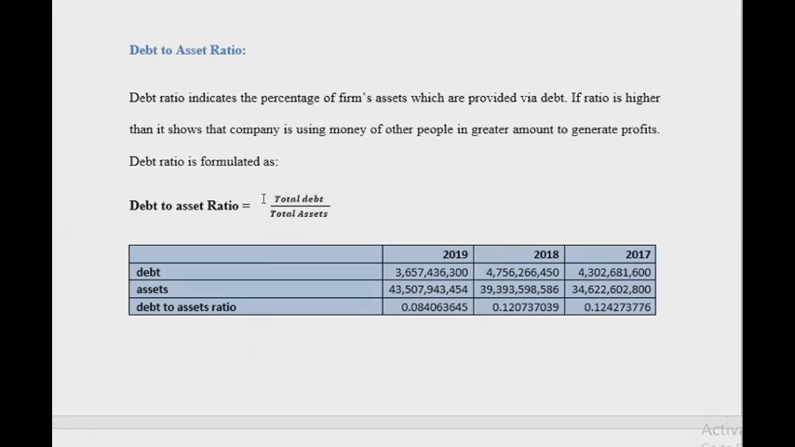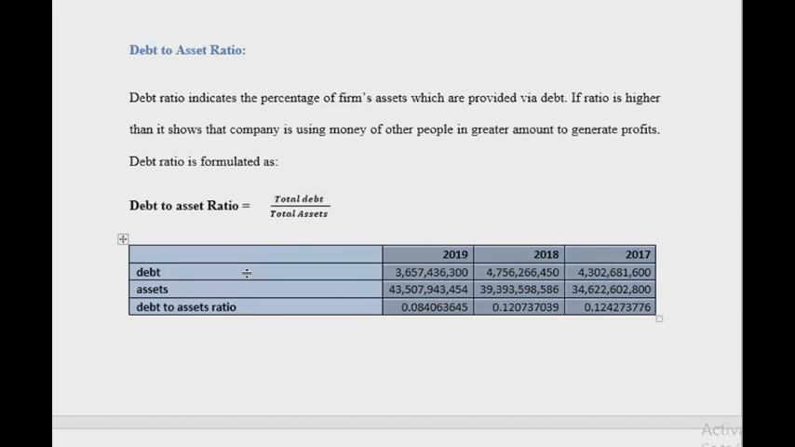Here, the formula is total debts. We will take total liabilities from the balance sheet or statement of financial position. And in the denominator, there is total assets. Total assets is also taken from the statement of financial position. I have taken 3 years of data from a public limited company, so this is basically a practical analysis of a company.